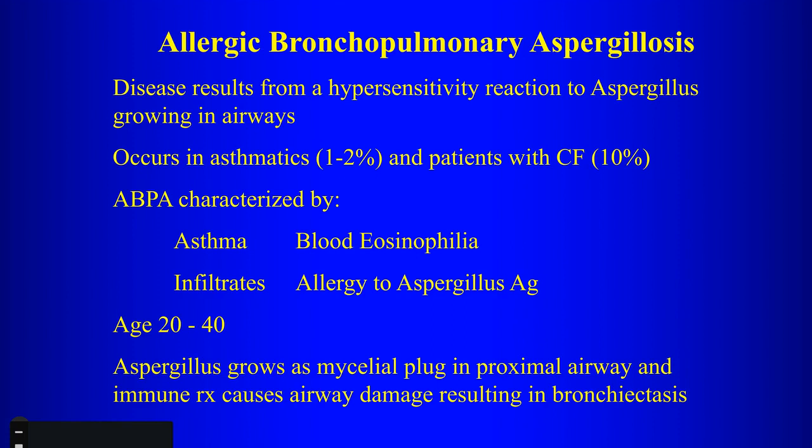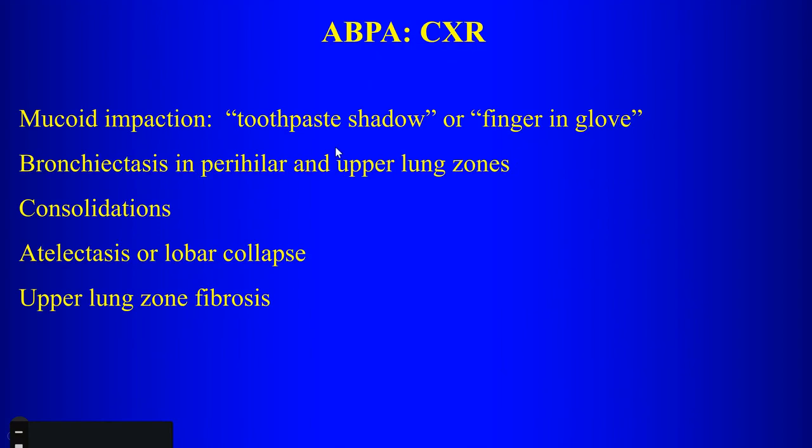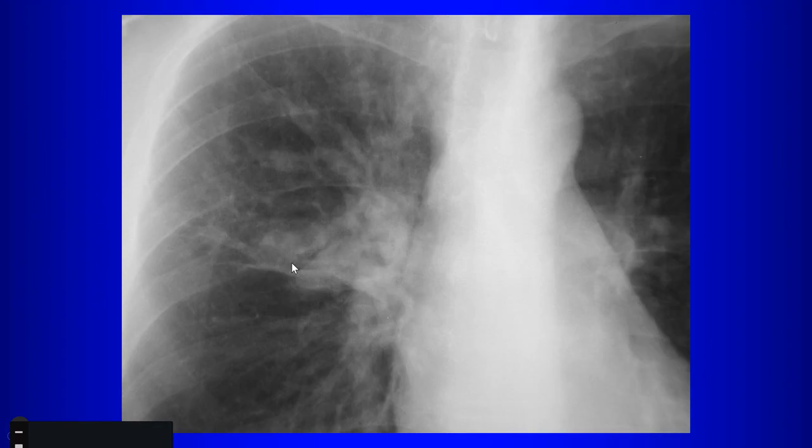And then allergic bronchopulmonary aspergillosis. This will occur in patients with asthma. So they develop mucus plugs and bronchiectasis. Also patients with cystic fibrosis, they're also susceptible to developing allergic bronchopulmonary aspergillosis. Mucoid impaction, that's the finger-in-glove sign, bronchiectasis, consolidations, atelectasis, upper zone fibrosis.